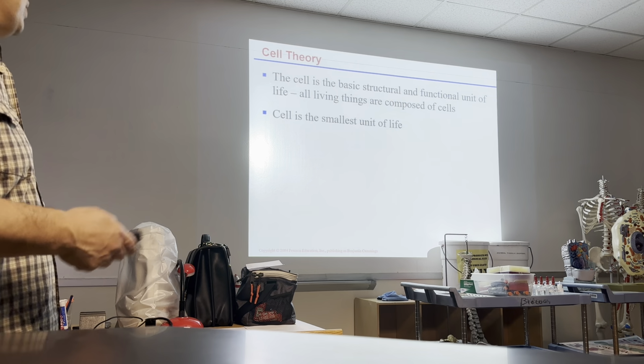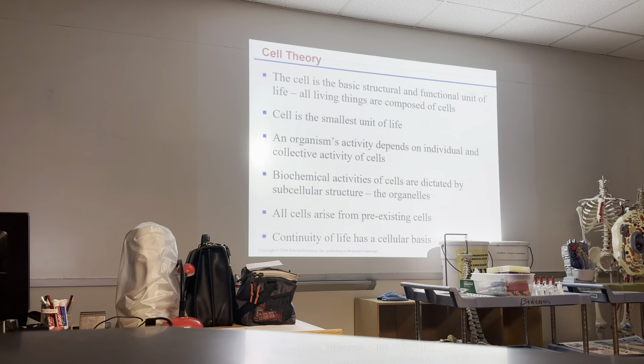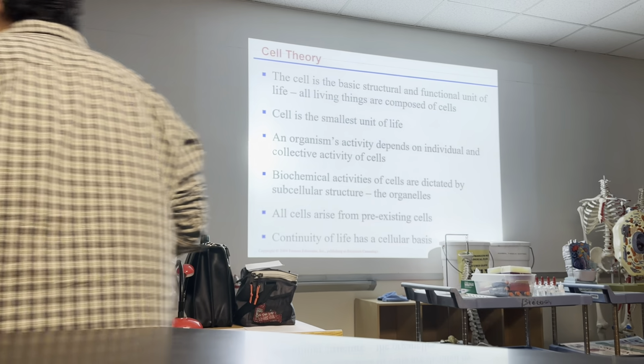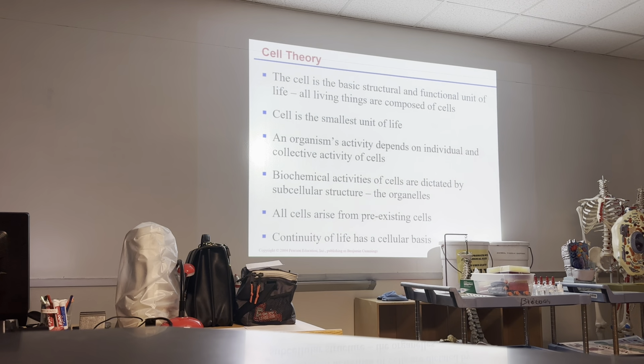Okay, cell theory. What is cell theory? Go ahead and read it for me, Cassidy. Cell is the basic structural unit. Everything's made of a cell. It's the smallest unit of life. Your activity depends on your collection of cells. They're dictated by the subcellular structure, which are the organelles. All cells come from other cells, and continuity of life has a cellular basis.